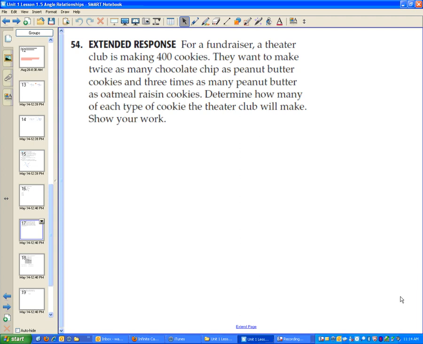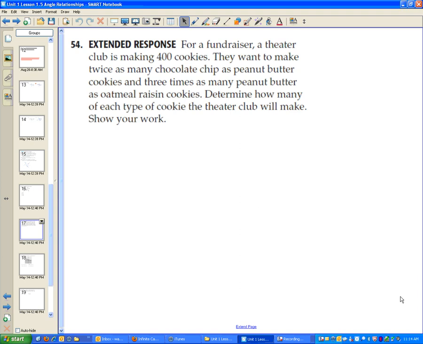54. It says, for a fundraiser, the theater club is making 400 cookies. They want to make twice as many chocolate chip as peanut butter cookies and 3 times as many peanut butter as oatmeal raisin cookies. Determine how many of each type of cookie the theater club will make. Show your work.